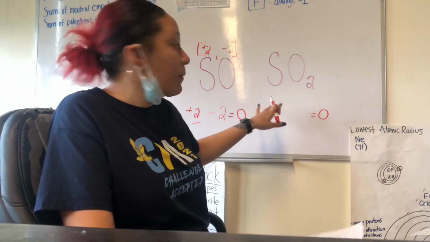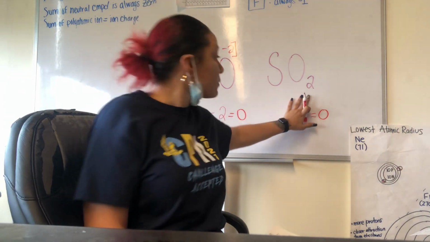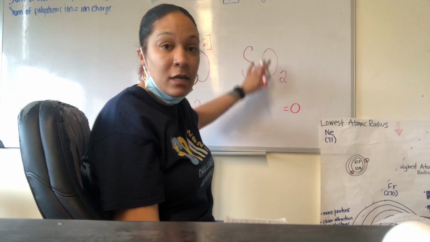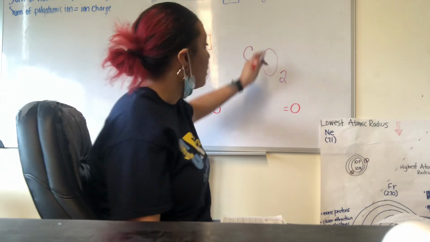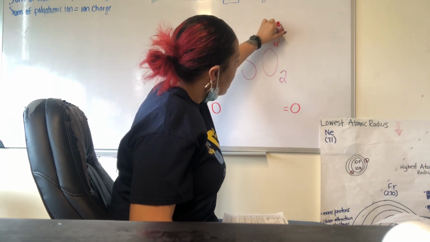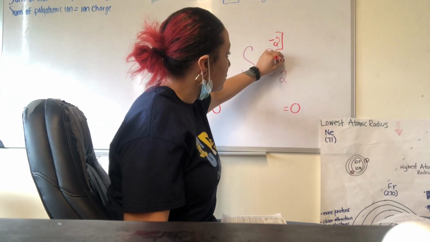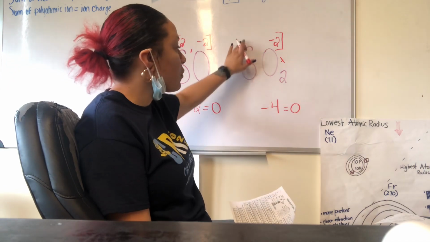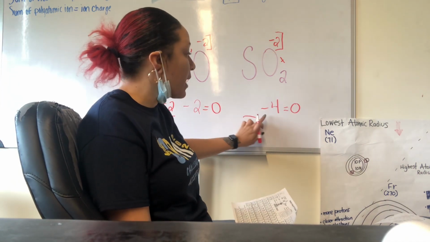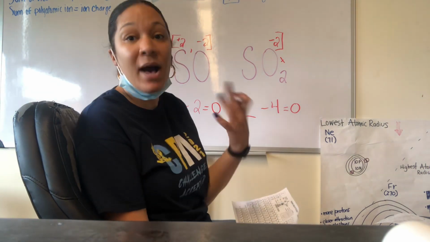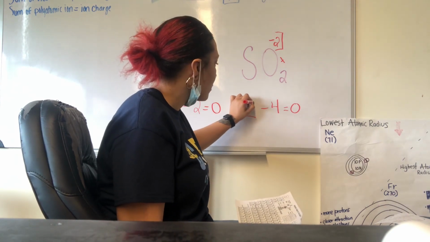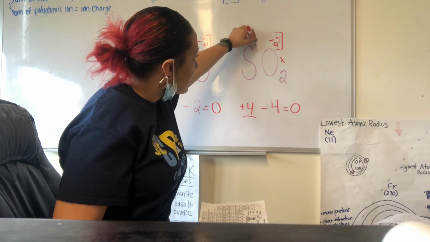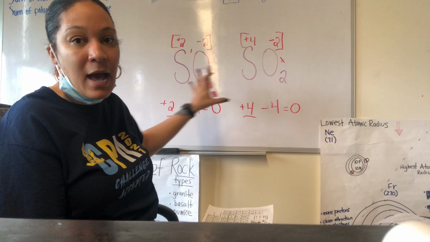We're gonna go right over here and do the same thing. But this time, we have a subscript. This is how you handle subscripts, okay? Again, oxygen is connected to sulfur and not a peroxide, so it'll be -2. -2 times 2 equals -4. Okay? Go to sulfur. What minus 4 equals 0? +4. And that is how you find the oxidation numbers for a pure element ion.